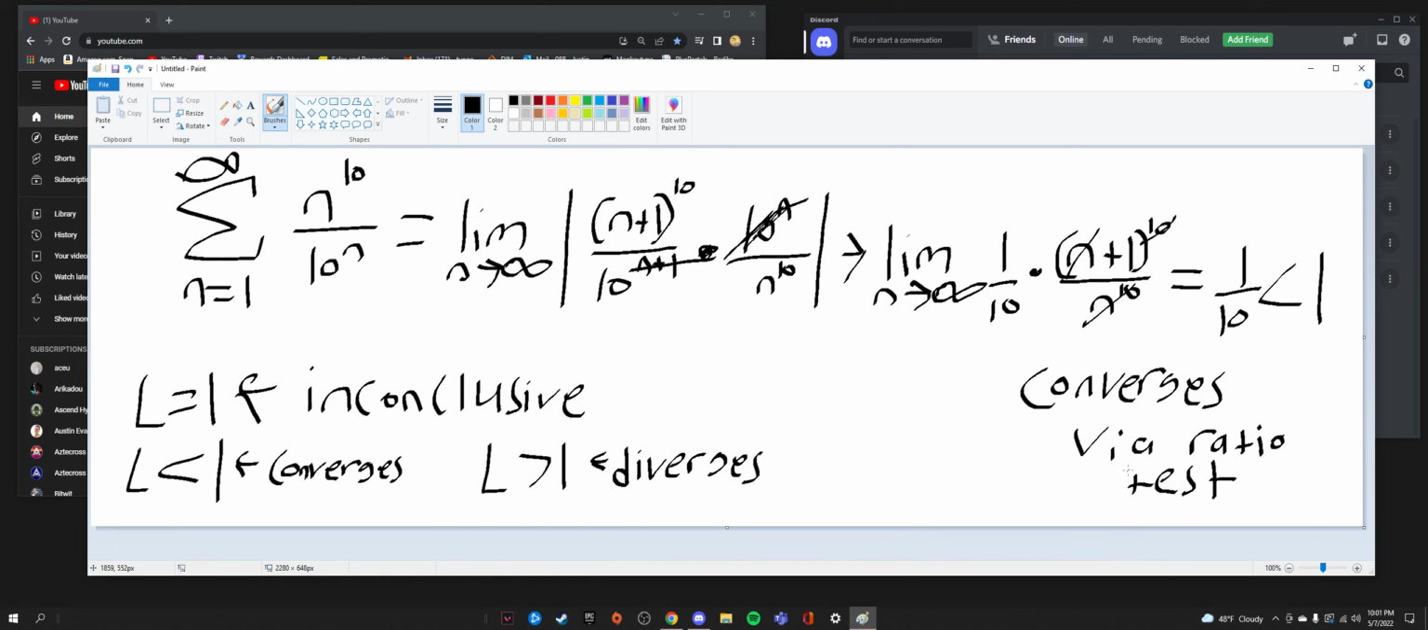So we've looked at 3 examples. I don't have one for divergence, but you could probably figure one out. Just have a series where n, or rather L, becomes greater than 1 and it diverges.